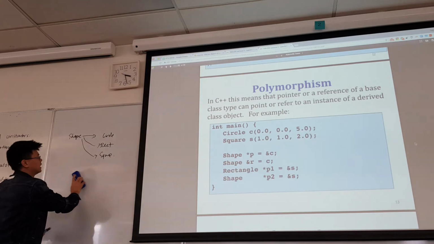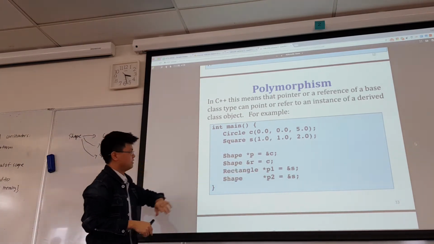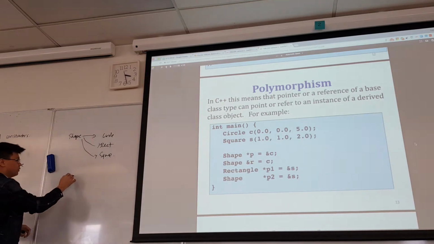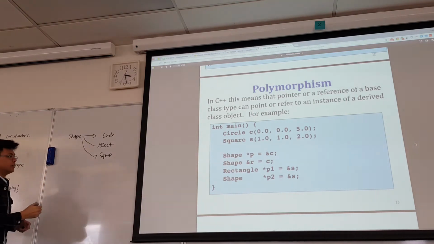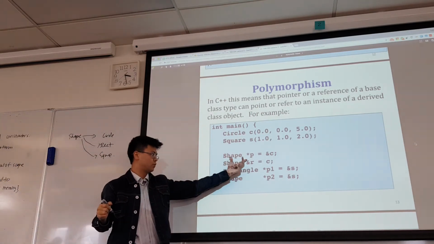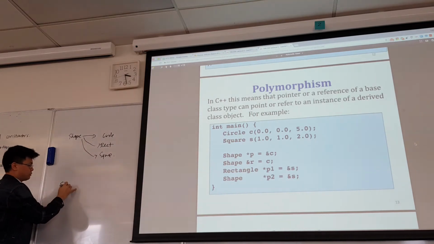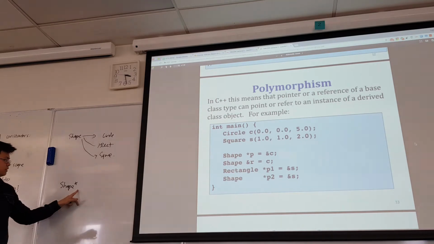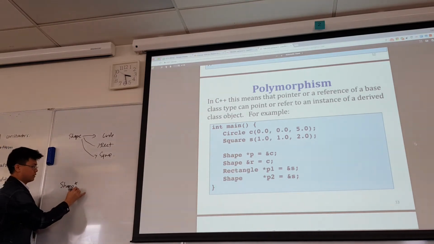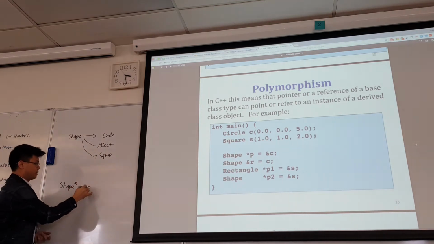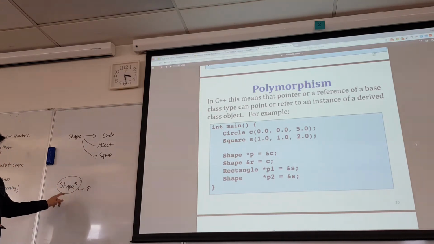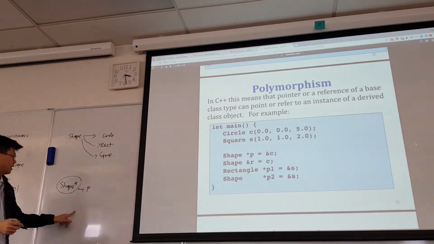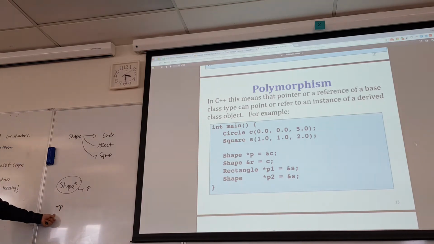Now, I find it helpful to write these symbols in a particular way. This symbol actually has two meanings. This symbol has two meanings as well. And you read them differently. So when you have a pointer type like this, shape, I find it useful to write the asterisk right next to the name of the type, then a space, and then the name of the pointer. Then this reads as P is a pointer of type shape. However, when you use P after declaring it like this, it is not a pointer anymore, it is an object. P is an object.